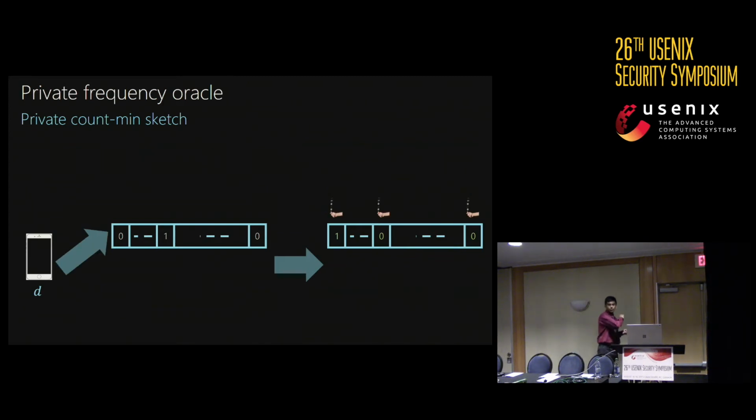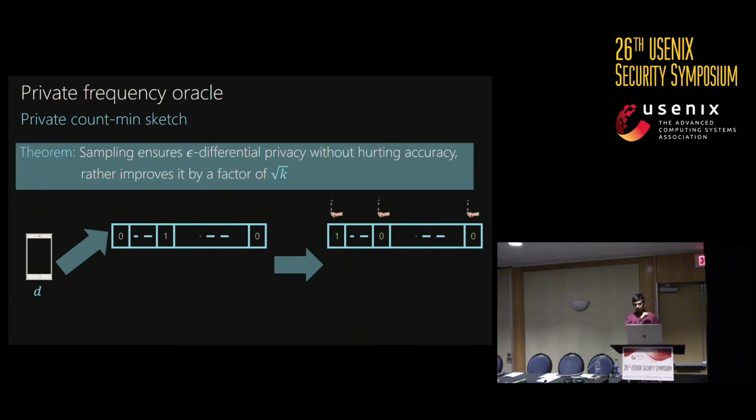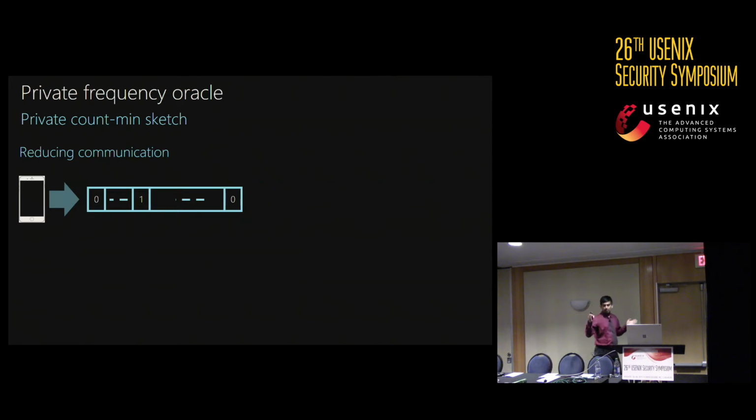So now the trick you do is you sample one of these hash functions and then randomize the bits. Once you do that, what you can show is sampling ensures epsilon differential privacy without hurting accuracy. In fact, it actually improves the accuracy by a square root of k factor. So this was a new insight we got through our project, and this is a theorem. But still we have root n number of bits to send, and if n is 300 million, it's still not achievable. It's quite a few bits.